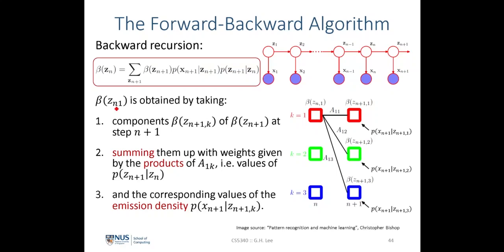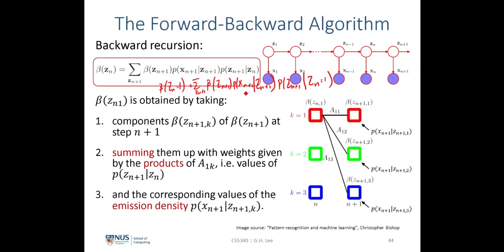Now, suppose that we are going to compute this term of beta zn taking a state of 1. What we are going to do here is simply marginalize over zn plus 1: beta zn plus 1, times p of xn plus 1 conditioned upon zn plus 1, multiplied by zn plus 1 conditioned upon zn taking a state of 1.